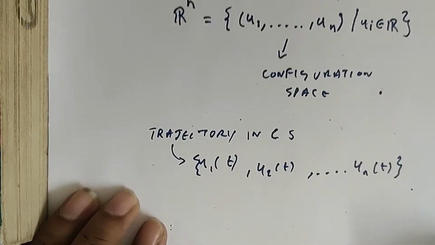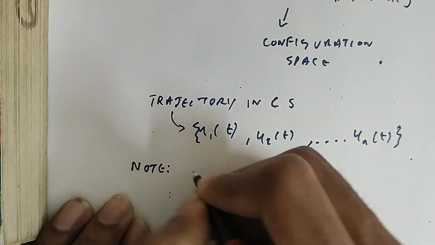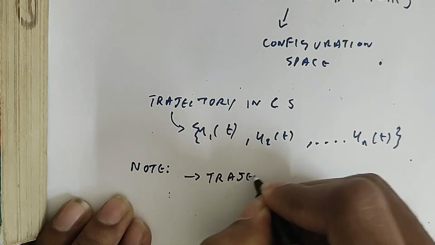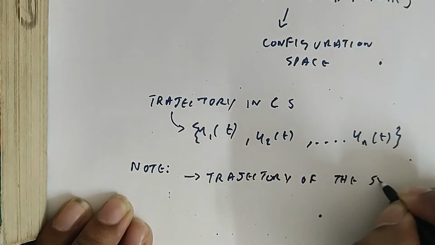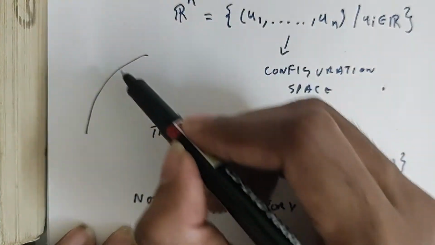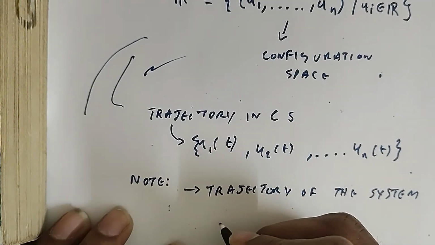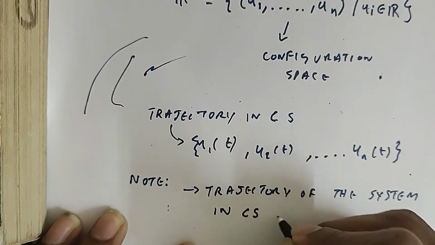Now I want you to note one thing, this is a very important note. The trajectory of the system: a system may have any trajectory. Suppose this is my trajectory, it can be anything. This is the trajectory of the system in configuration space, CS.